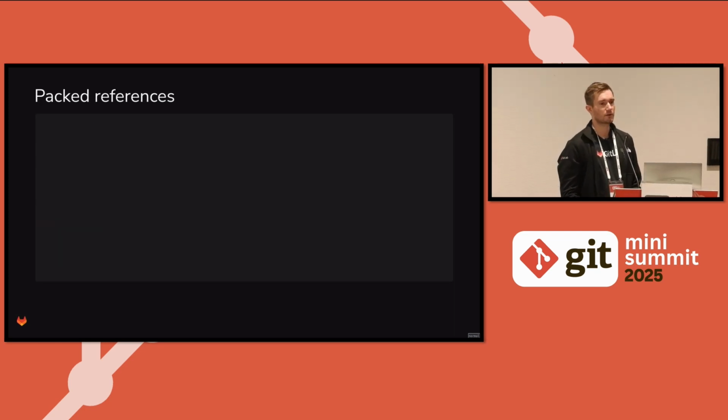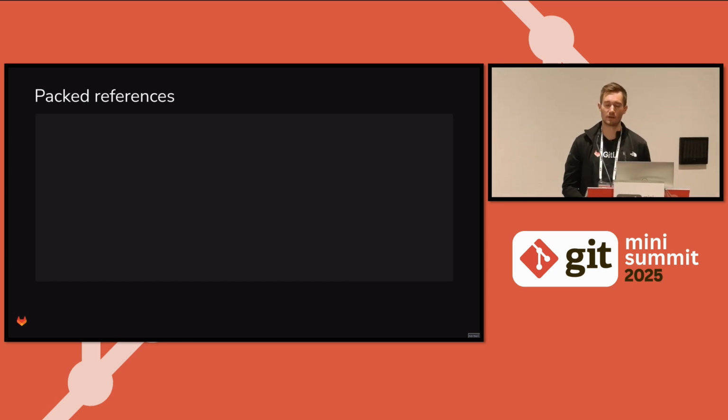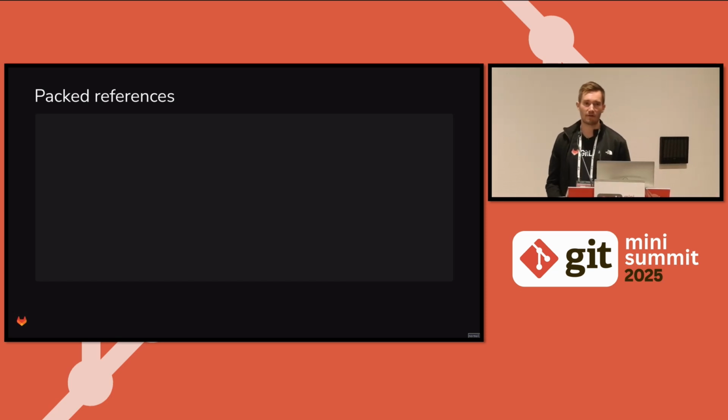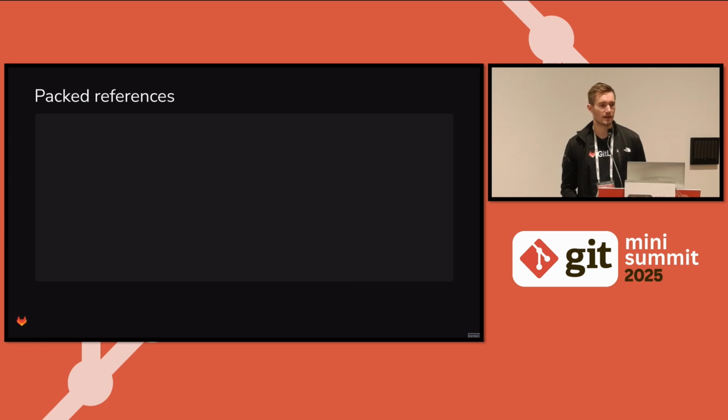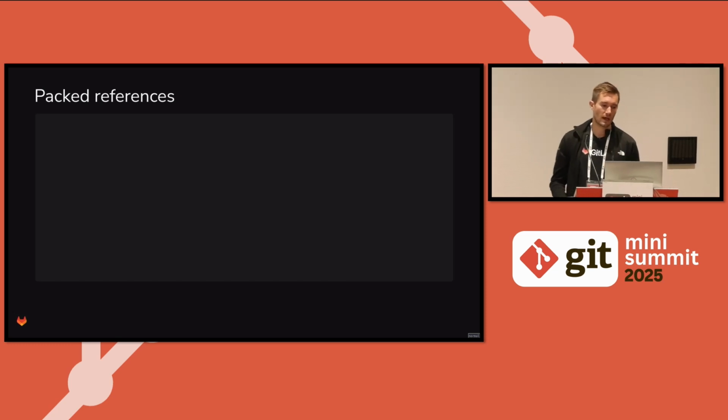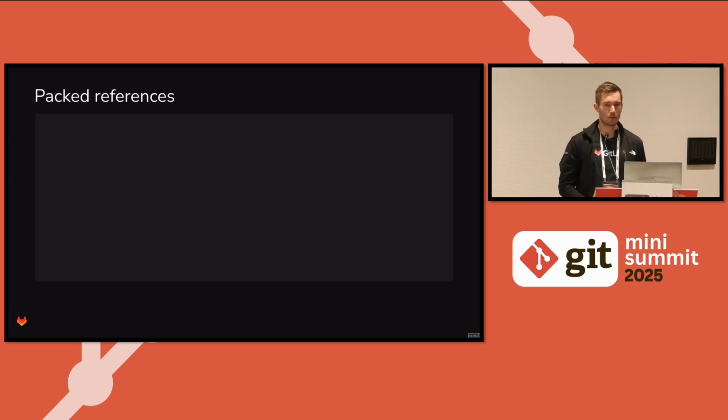Now, storing every single reference as a separate file only works well when you have a handful of references in your repository. But when you have hundreds or even thousands of references, then it becomes really inefficient. Every single reference needs a separate inode, which on many file systems means it has to store it on a full disk sector. And also listing all of your references becomes increasingly expensive as you have to go through all of those files and open all of them.